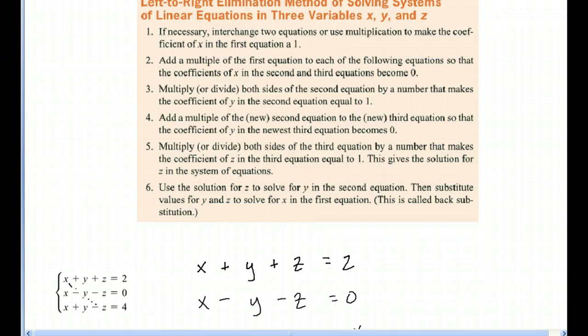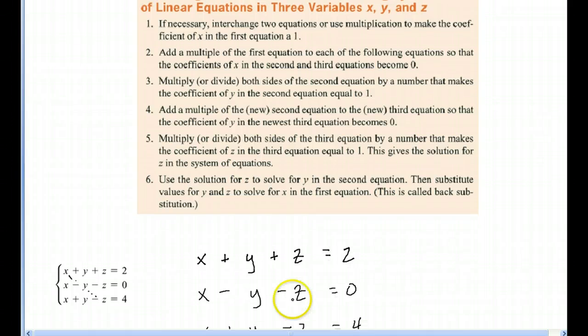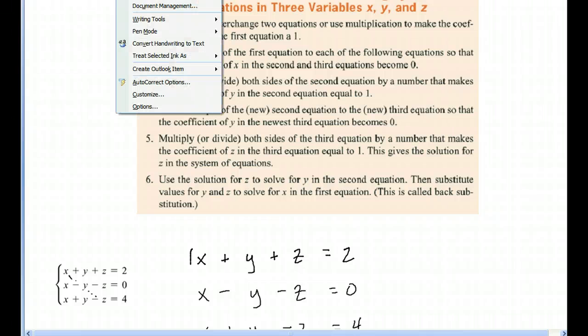So we can always move them around if we need to. If none of them had been 1, like if this had been a 2x, a 3x, and a 5x or something, we could divide the top row by 2 till we get a 1. Okay, that's what this first thing's telling us. But basically the first step is get a 1 right here, a 1x. Well, we've already got one, so we don't need to do that.